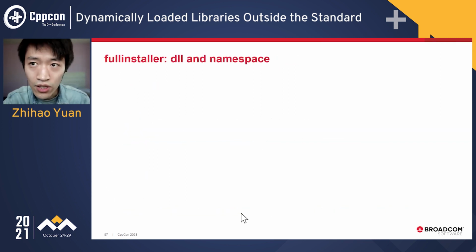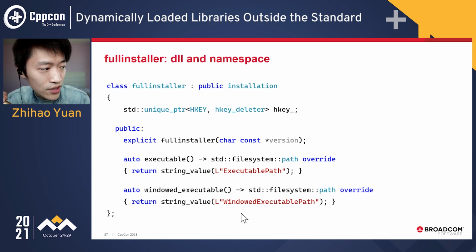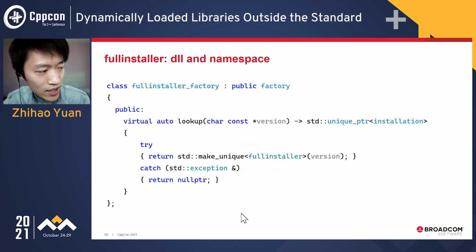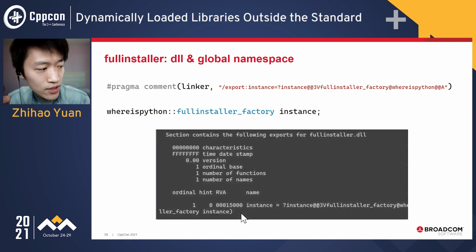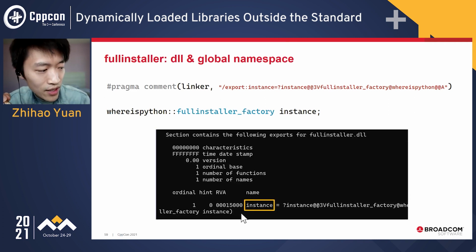And for the full installer implementation, we have the installer in the same namespace. This implementation is done by looking up the Windows registry, very simple. And for its factory, we try lookup and try to make a unique pointer of the instance. If that fails, we just say, oh, there's no such installation. And as for installer.cpp at the global namespace, we define an instance of the factory and then export it as the symbol instance, so as to demangle it.